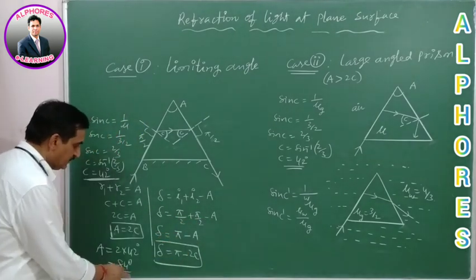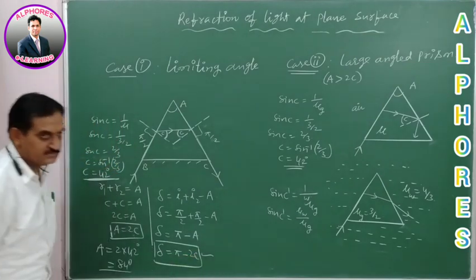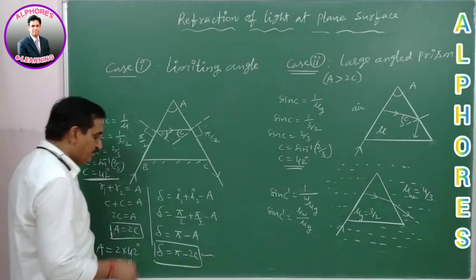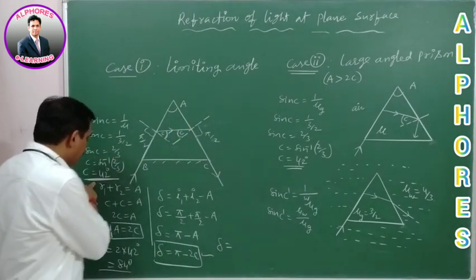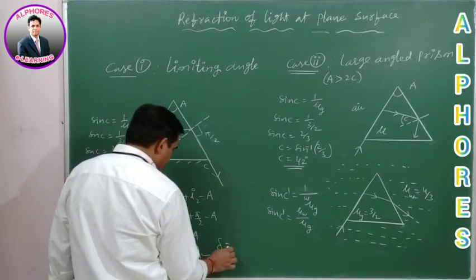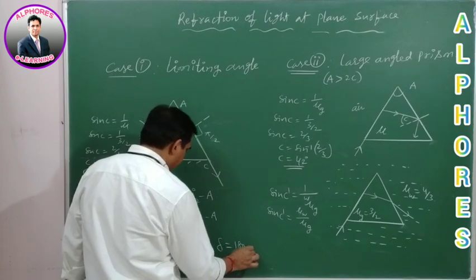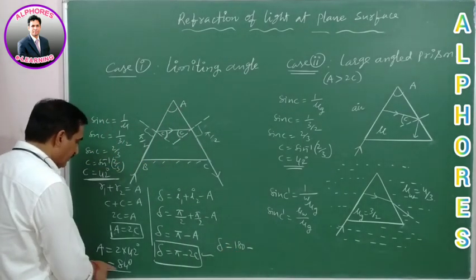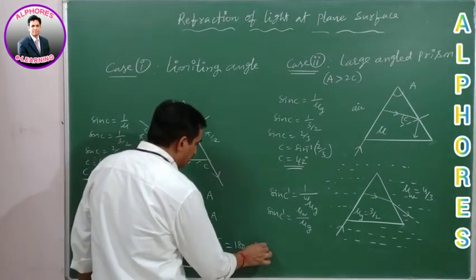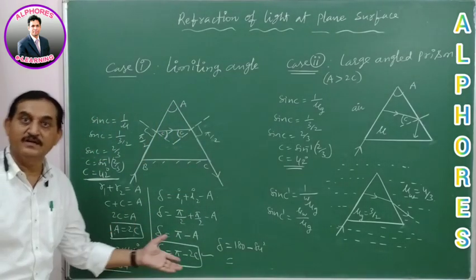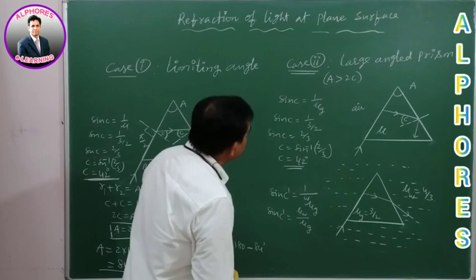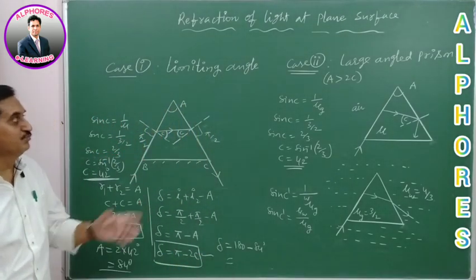A is equal to 2C, and substituted here, this is the total deviation suffered. If you need the total value calculation for glass, then you can find easily that 180 minus 2C, where 2C is equal to A is equal to 84 degree. The remaining value, whatever value is obtained, that is the total deviation suffered. Okay. Next, go for case 2.